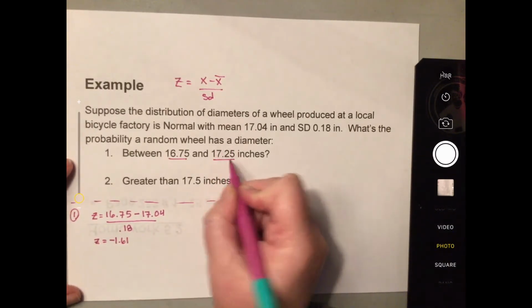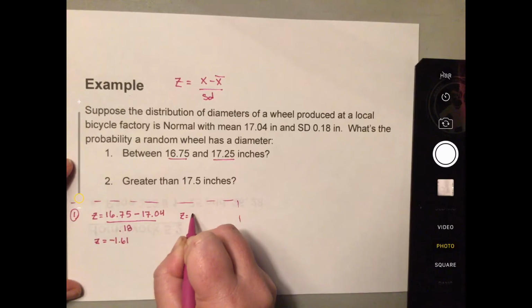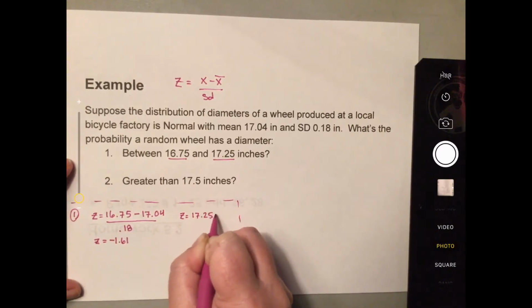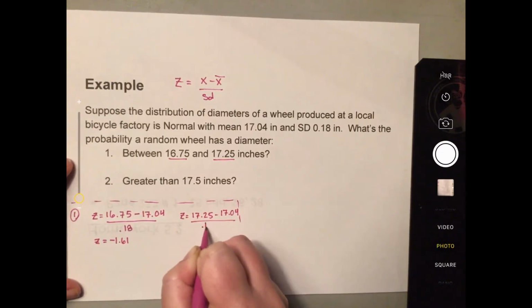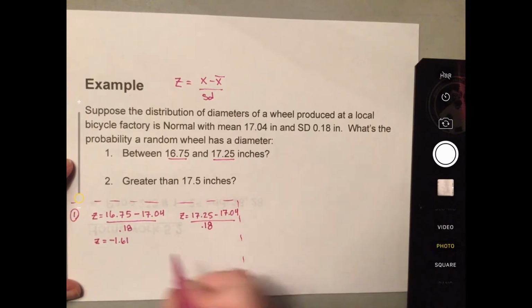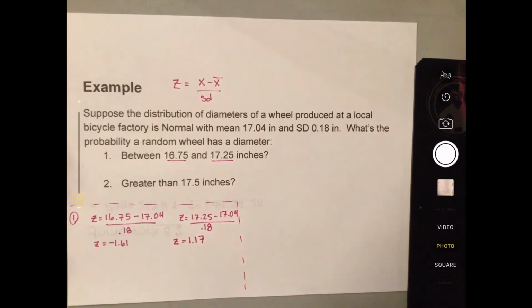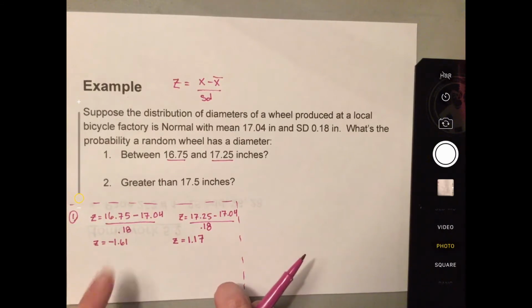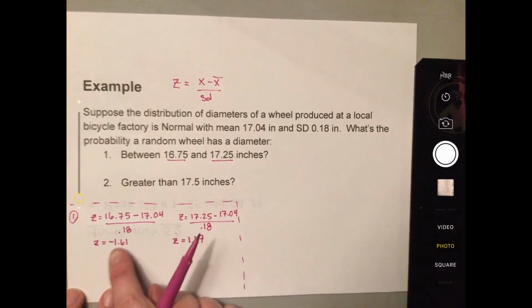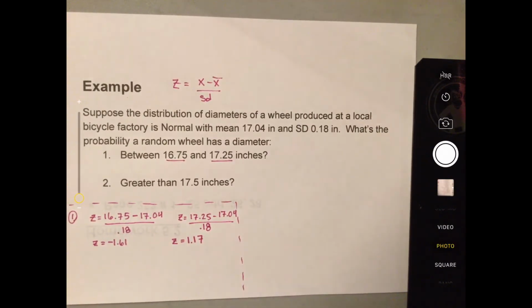Next, let's find the z-score of 17.25. So we'll say the z-score is 17.25 minus the mean of 17.04 divided by the standard deviation of 0.18. That z-score is 1.17. Now, if you remember from 5.1, to find the area in between these two, we're going to look at our chart, which gives us the area to the left of both of these z-scores, and then we're going to subtract. Let me get a z-score chart.